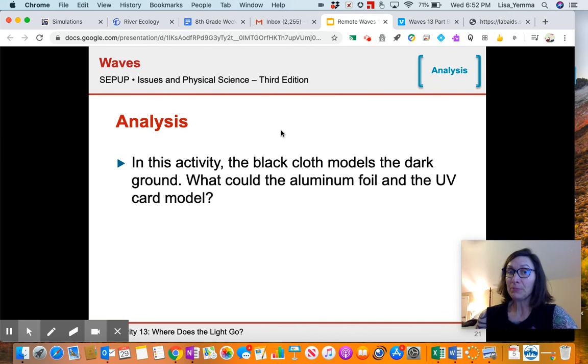In this activity, the black cloth modeled the dark ground. So when the sun is hitting the Earth's surface, when there are areas of darkness of the ground, what is going to happen to that UV light? Why do you think we used aluminum foil? We used the black cloth to represent. What substance could the aluminum foil have represented?